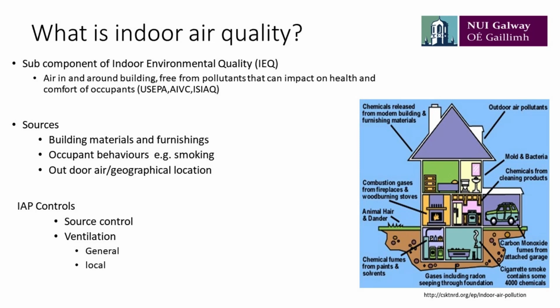Typically, they would come from one of three sources. First, building materials and furnishings, so our textiles, fabrics, furniture, glues, and adhesives that we bring into our homes mostly contain lots of different chemicals that off-gas over time. In many cases, we don't have control over this particular source.